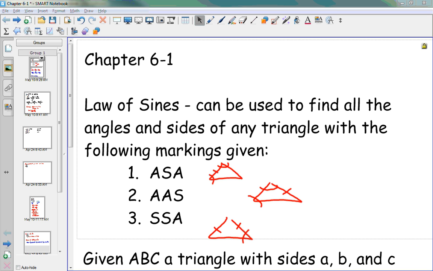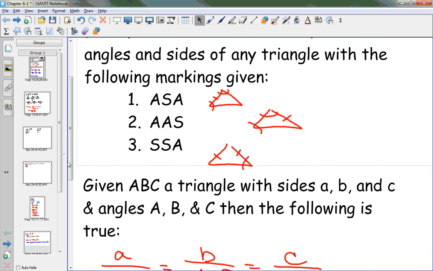Chapter 6-1, Law of Sines. Law of Sines can be used to find angles and sides of any triangle with the following markings: angle, side, angle; angle, angle, side; and side, side, angle. Make sure you read it as side, side, angle, and not backwards.